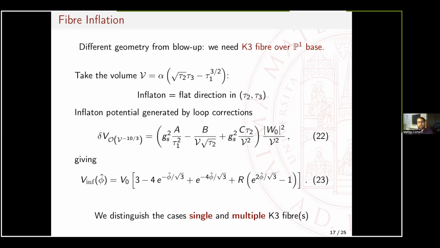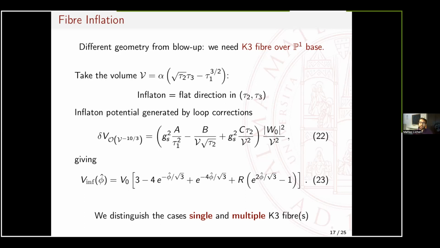First of all, the inflaton potential in this case is generated by loop corrections, which we were ignoring in the blow-up case, given in equation 22, that scales as the volume to the minus 10 thirds. These parameters A, B, and C are order 1, flux-dependent parameters. And in the end, they will give the inflaton potential in equation 23, that has these exponentials that are driving the inflation.